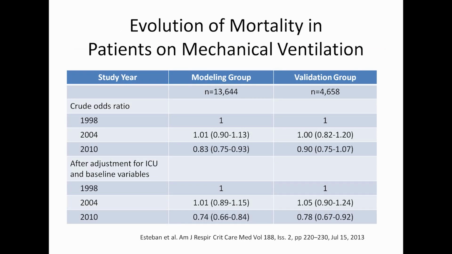We know that we do a better job now taking care of patients who are on mechanical ventilation. This slide shows some data about the changes in the odds ratio of death in patients who are on mechanical ventilation over a 12-year period. This study looks at over 18,000 patients, and the bottom row shows that there is a significant reduction in the ratio of death from 1998 to 2010.